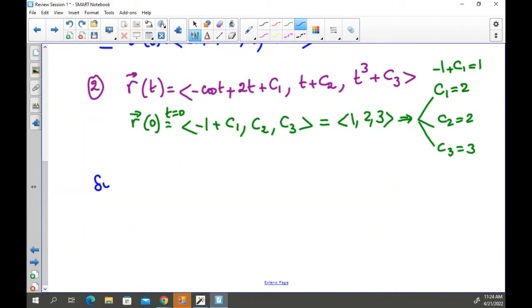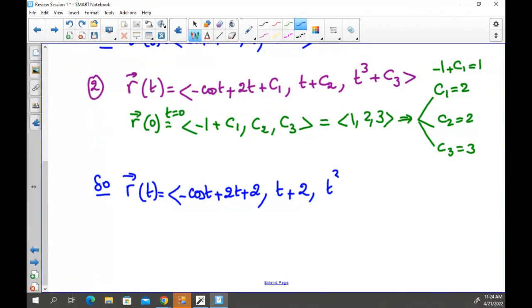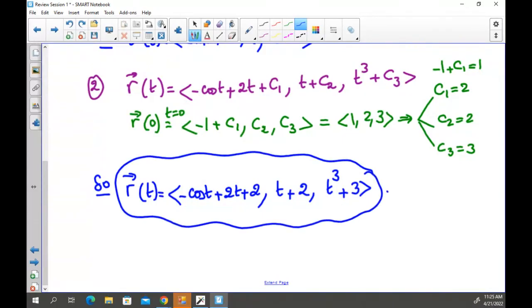And therefore, finally, the position vector r of t is minus cosine t plus 2t plus 2, then t plus 2, and t to the power of 3 plus 3, and that is the final answer.